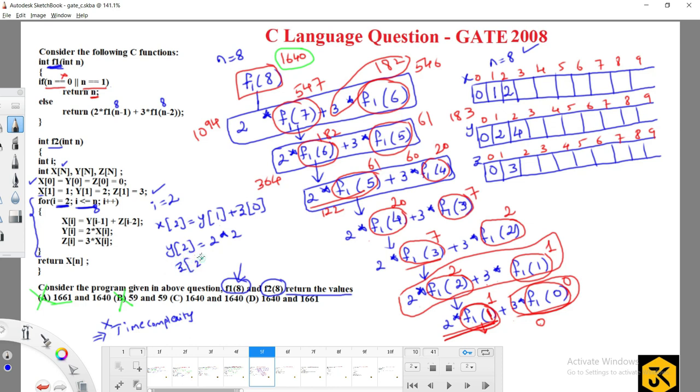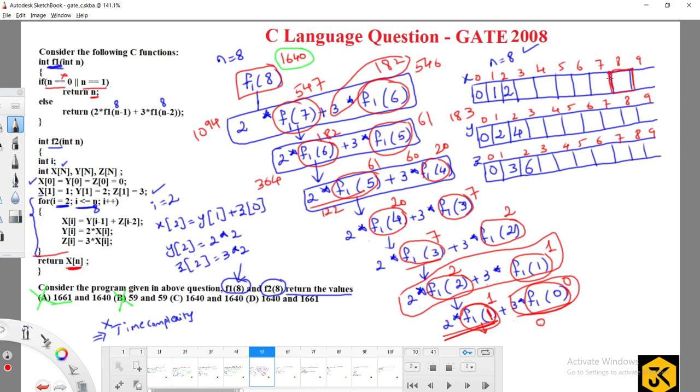And z of 2 equals 3 into x of 2. 3 into x of 2, which is 2, so you are going to get the value as 6. Right? So like this, you need to continuously process it. And at the end, you are going to return the value of x of 8. Once the I value reaches 9, we simply come out and return the value of x of n.